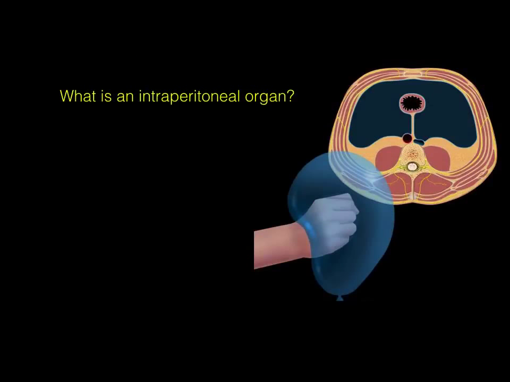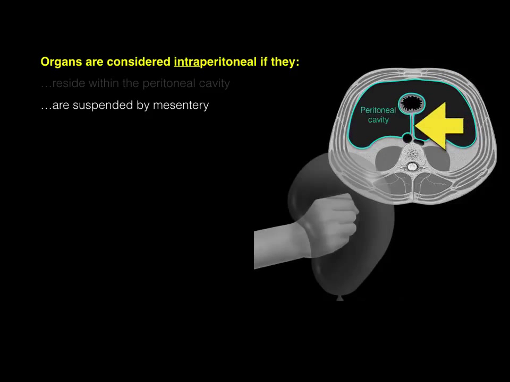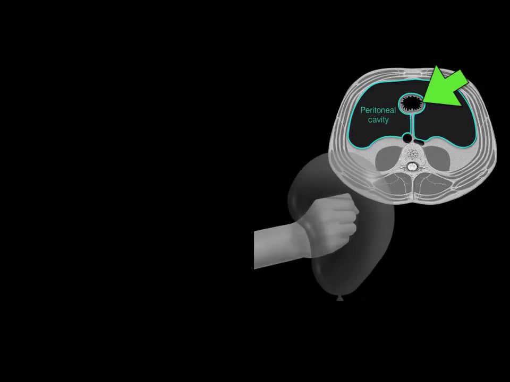All right. Now, what is an intraperitoneal organ? Well, the word intra means inside and peritoneal means peritoneum. So we take a look at the peritoneal cavity and there's an organ inside the peritoneal cavity. Organs are considered intraperitoneal if they reside within the peritoneal cavity, check, and are suspended by mesentery, check. So those are the two factors that you consider if an organ is intraperitoneal or not.